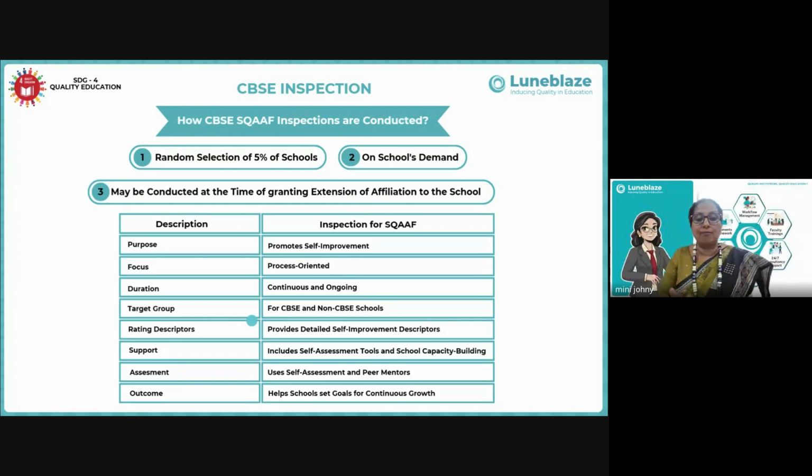It provides detailed self-improvement descriptors. Support is given, which includes self-assessment tools and school capacity building. Assessment is done through self-assessment and peer mentors. So you will assess, and based on that, the peer mentors will assess, and we will send a report on all the 10 domains to CBSE. What will be the outcome? It will help the school to set goals for continuous growth.